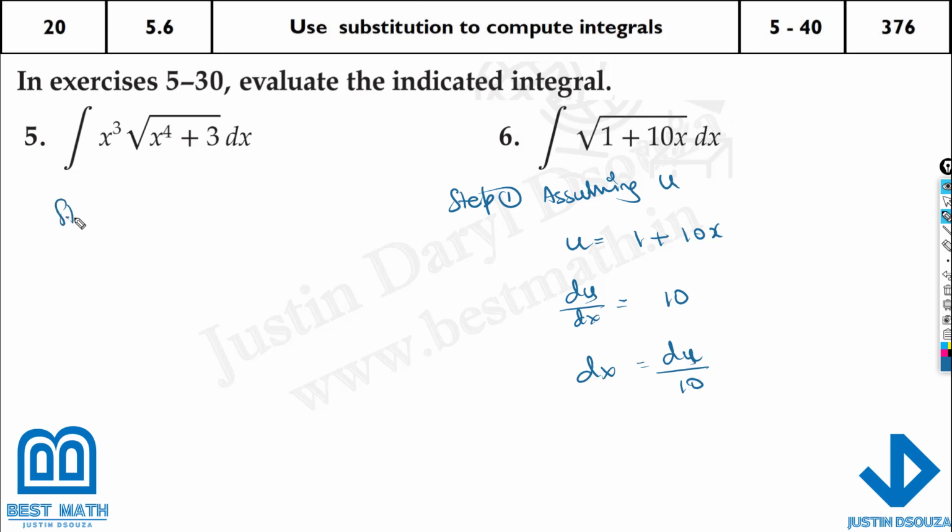Step 2, I'm just going to write it over here at the left. Step 2 would be substituting in the equation, substituting in the given function or given question.